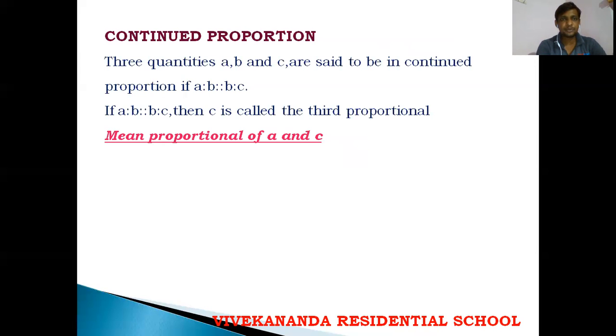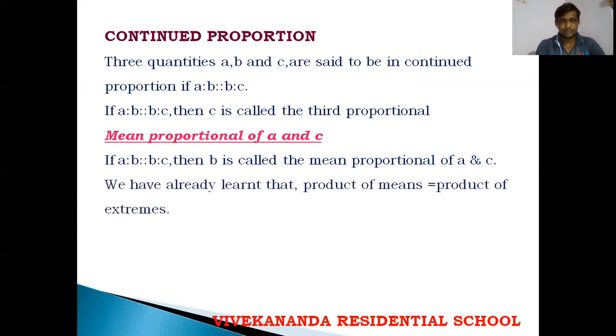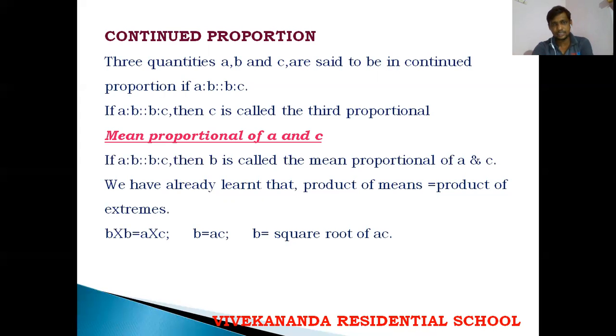The next one is mean proportional of A and C. If A is to B is proportional to B is to C, then B is called the mean proportional. Mean means middle. We can use the formula: product of means is equal to product of extremes. That is, B into B is equal to A into C. That is, B square is equal to AC. Then B is equal to square root of AC.